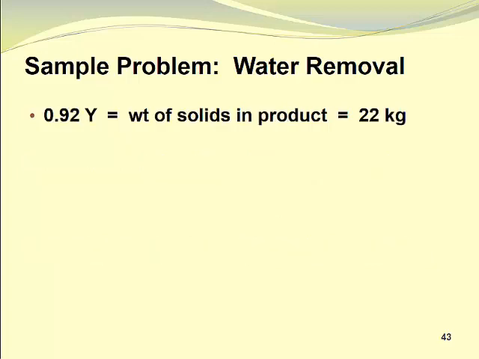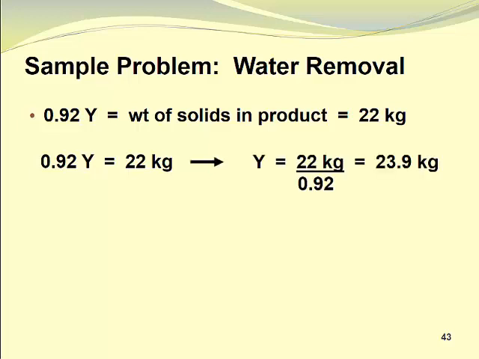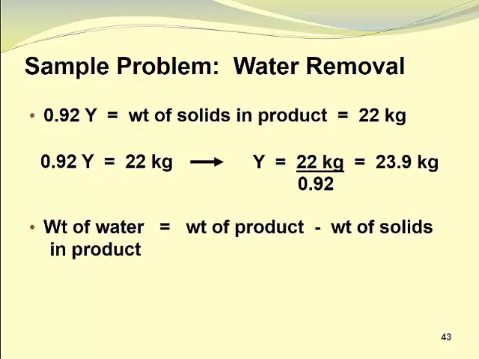So 0.92y, which is 92% of y, will equal the weight of solids in the product, and we know that's equal to 22 kilograms. So 0.92y equals 22 kilograms, and we can rearrange this to solve for y, and we find that y is equal to 23.9 kilograms. So the weight of water in the product will be equal to the weight of the product, 23.9 kilograms, minus the weight of solids, 22.0 kilograms, which means that we have 1.9 kilograms of water in the final product.